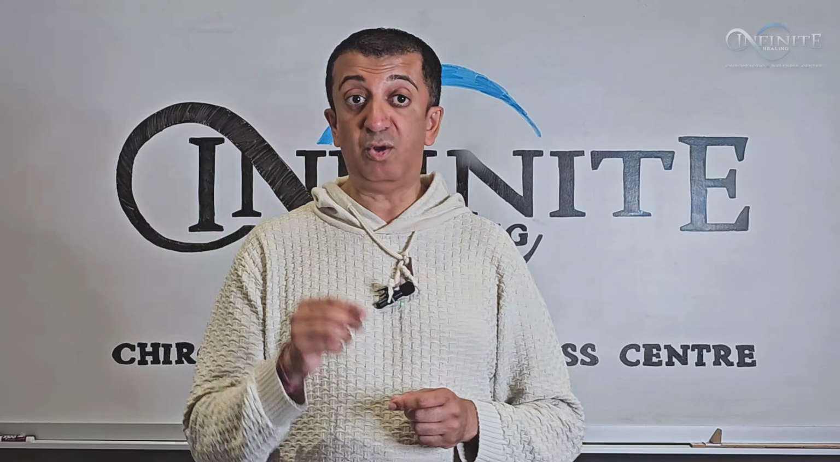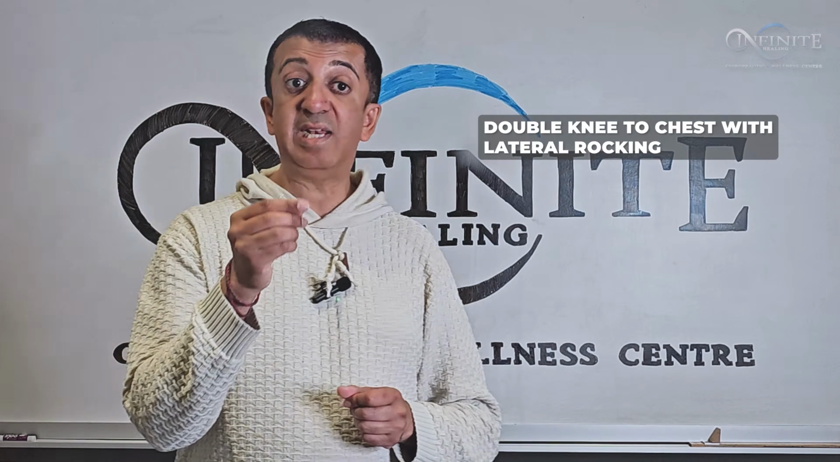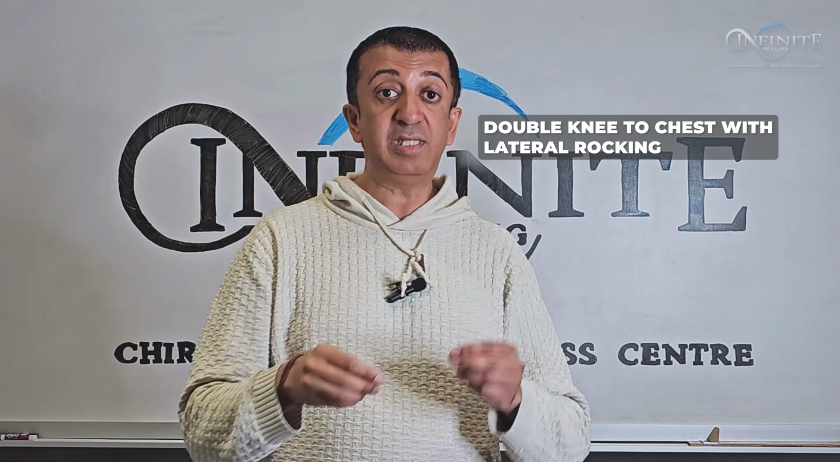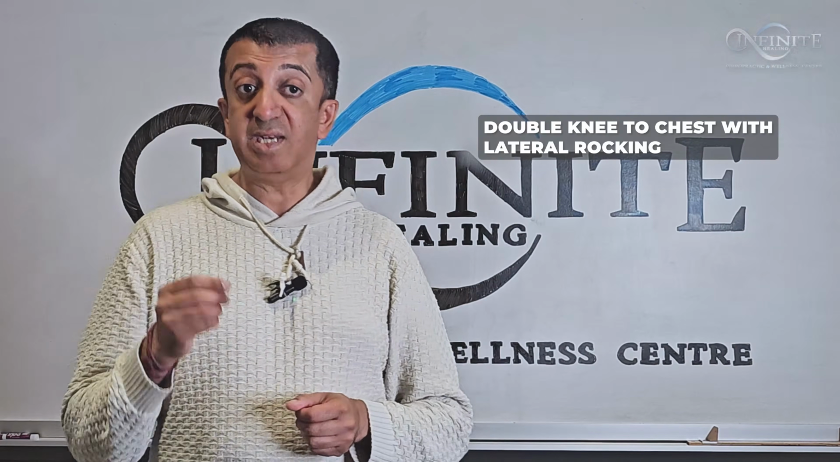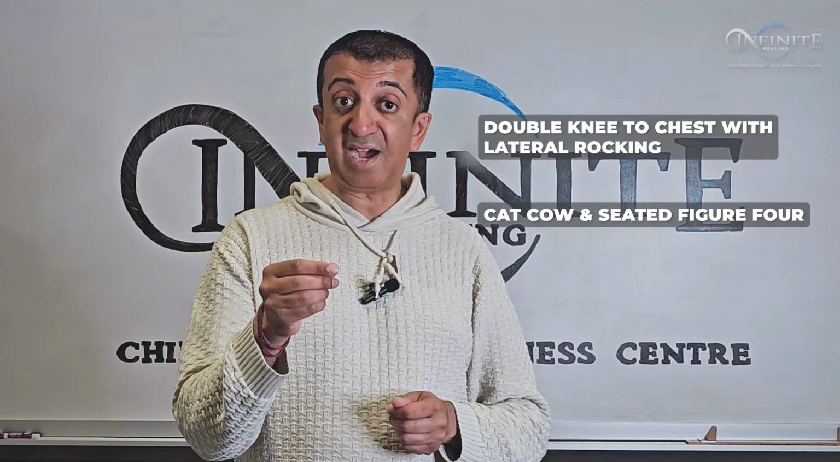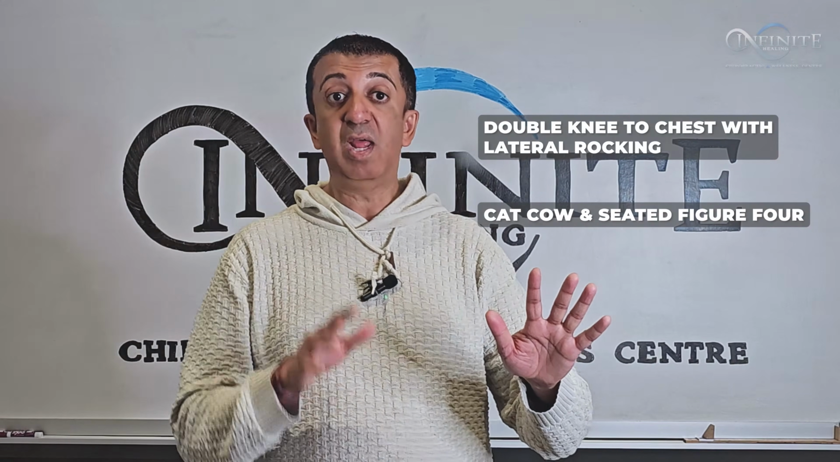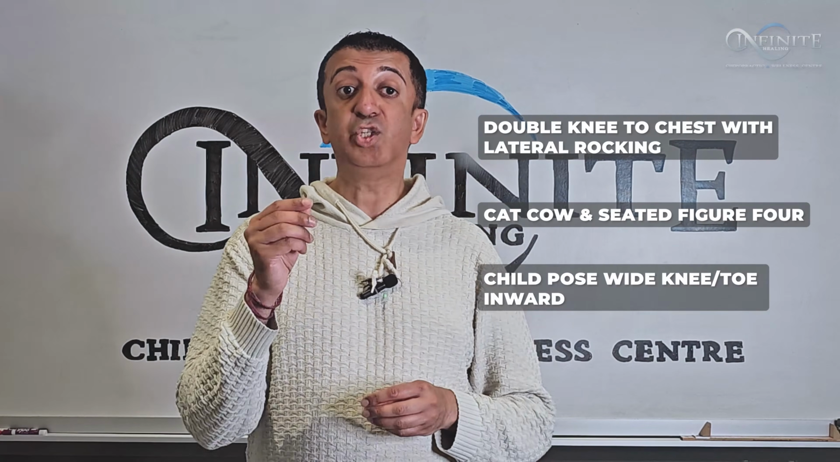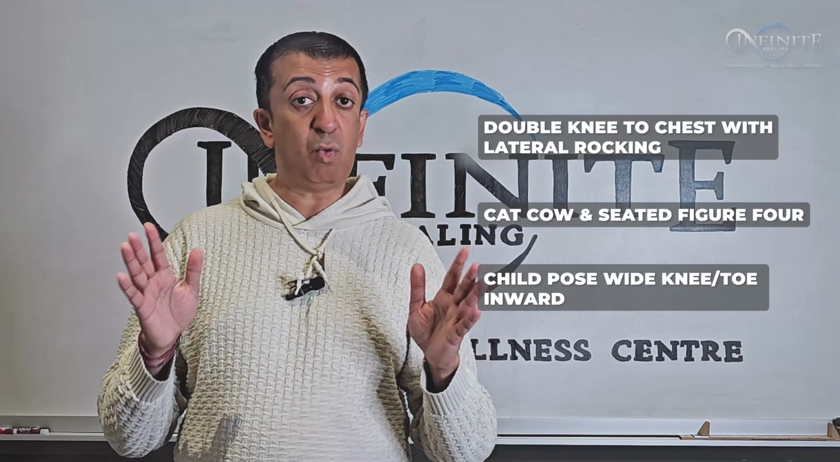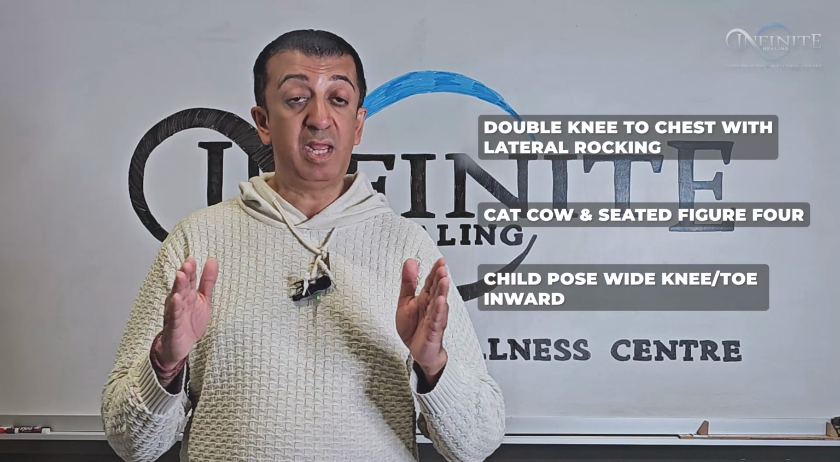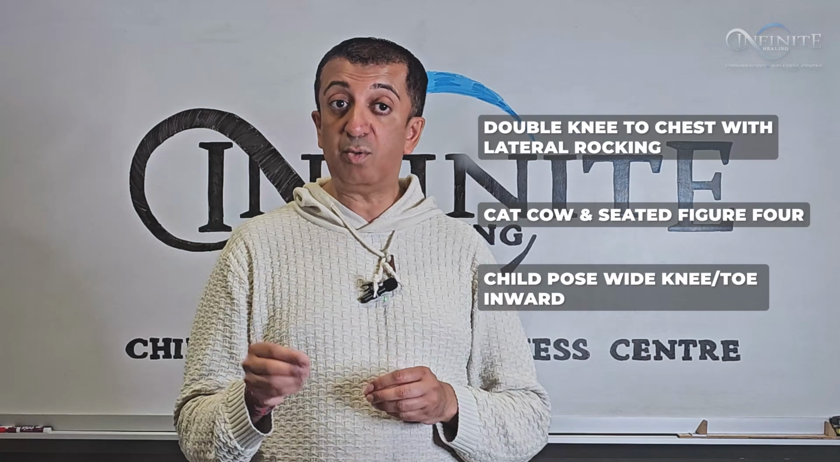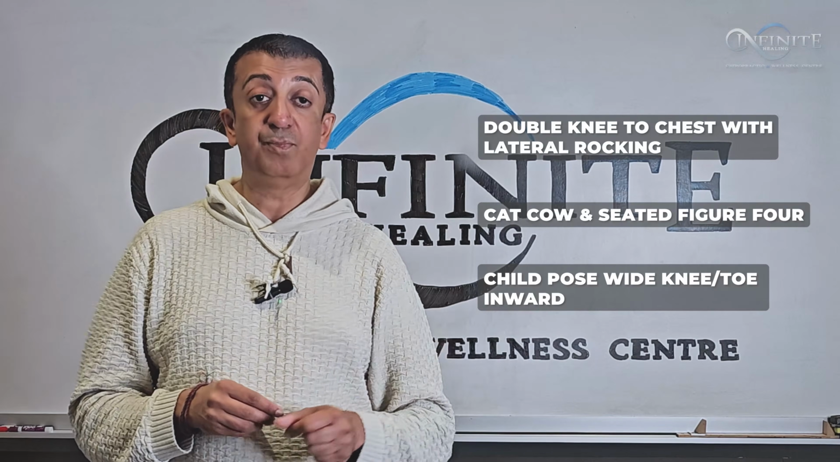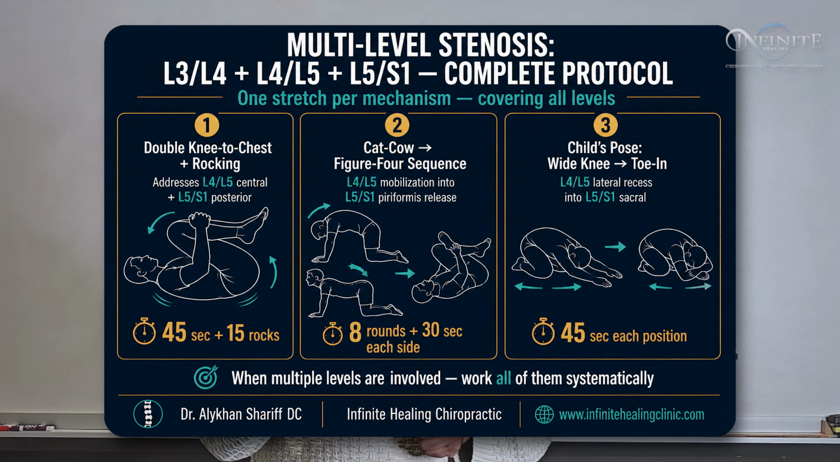So to review, the double knee to chest with extended rocking: it's 45 seconds plus 15 rocks. The next one is going to be the cat-cow, then flowing right into the figure 4. You'll do 8 rounds of the cat-cow, and then you'll move into the figure 4, and you'll hold that 30 seconds on each side. And the third one is the child's pose. You're going to start off with a wide knee, and then you're going to move into a toe in, 45 seconds one way, 45 seconds the other way. 3 stretches. That's all I'm showing you.